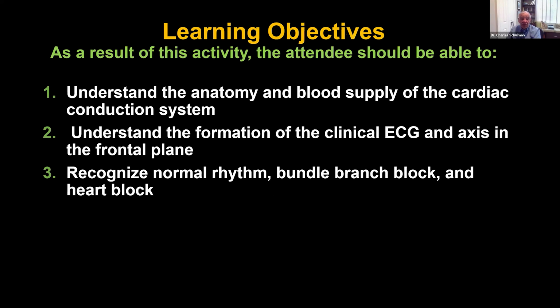Learning objectives for this session include the anatomy and blood supply of the cardiac conduction system, understanding the formation of the clinical ECG and axis in the frontal plane, and recognizing normal rhythm, bundle branch block, and heart block. In subsequent talks, we'll cover ST and T wave abnormalities and arrhythmias, but not today.